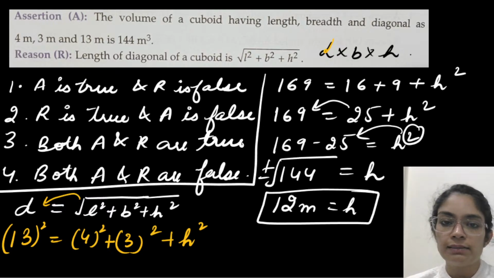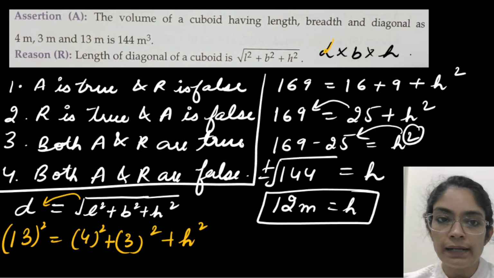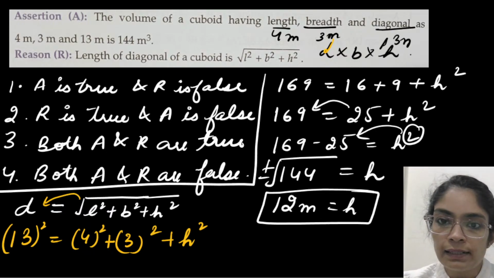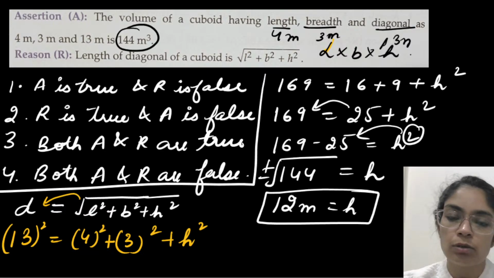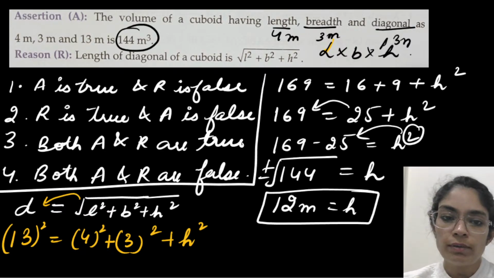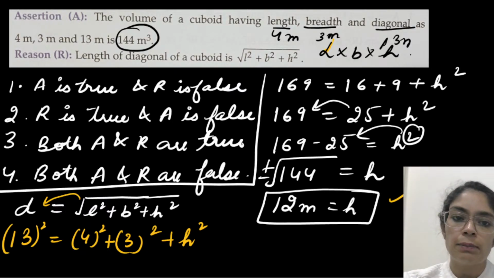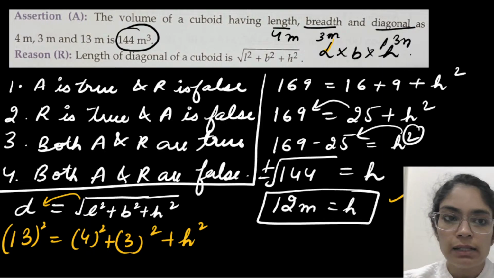Till here, what we have done I just explained. In this first part, assertion statement, dimensions are given to us. Length is 4 meter, breadth is 3 meter, and length of diagonal is 13 meter. And they're telling volume is 144 meter cube. Is this true or false? So we made use of the diagonal formula, square root of L square plus B square plus H square, and found the height. Height's value we found as 12 meter.